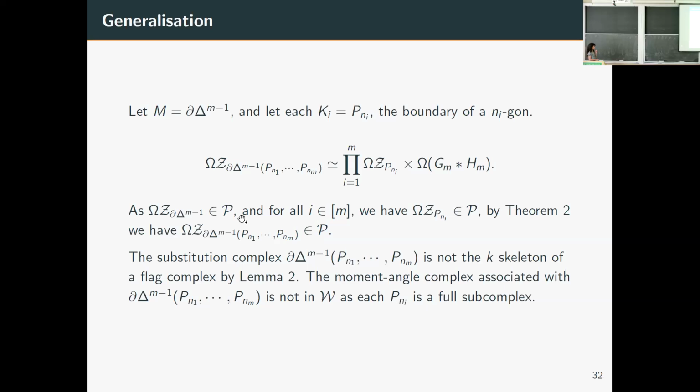We get that these are new examples because the substitution complex here is not going to be the K-skeleton of a flag complex by the previous lemma, because we've substituted something with an edge into the minimal missing face. And the moment angle complex associated with the substitution complex is also not going to belong to W, because we've got all of these P and eigons retracting off it as full subcomplexes. And we've already seen that they have the homotopy type of a connected sum. So these are a family of new examples of simplicial complexes that produce moment angle complexes with a loop space in P. And I think I'll stop there.